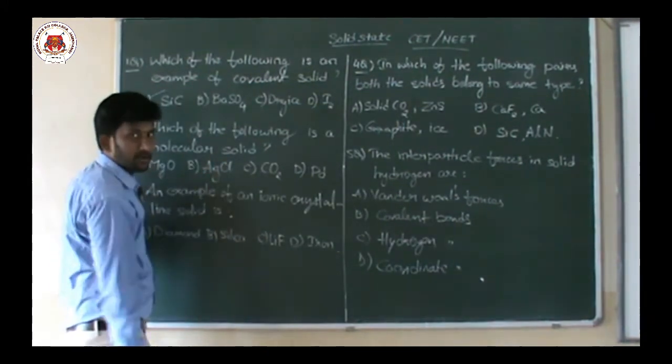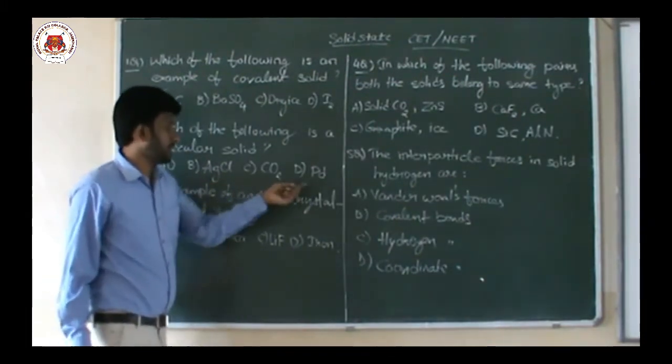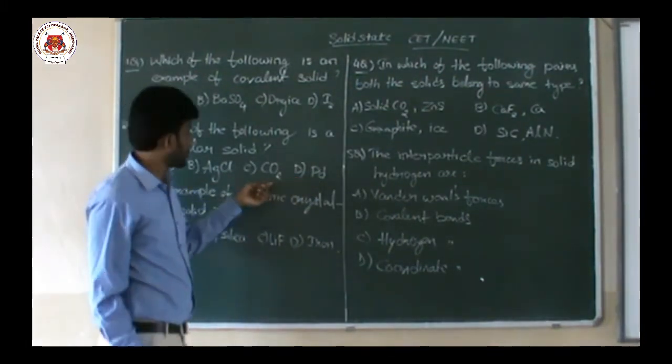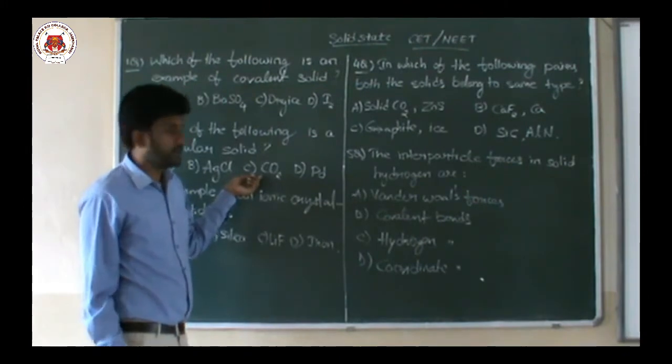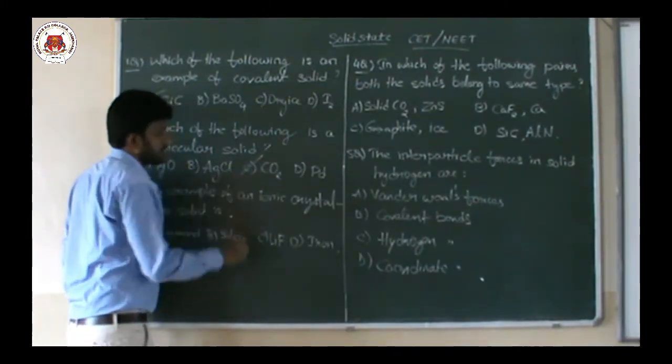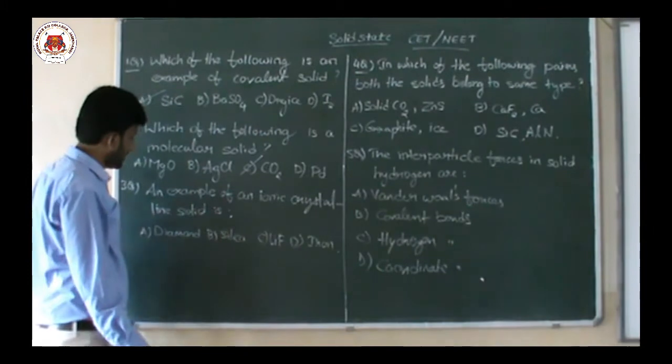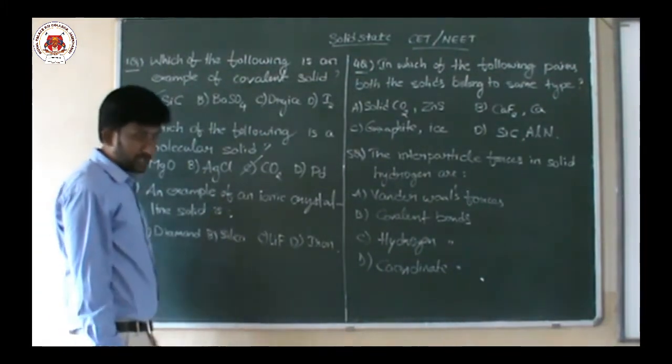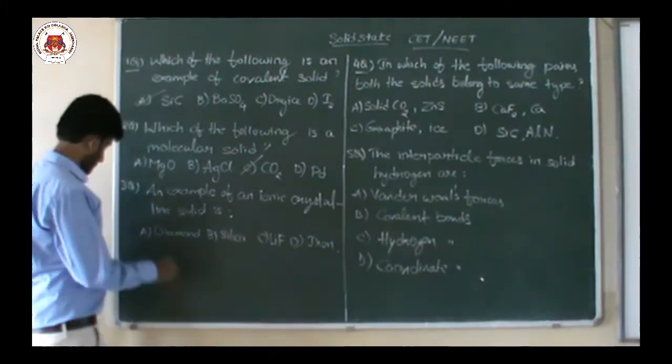They want a molecular compound. Here Pd is palladium. It is a metal. So carbon dioxide. Generally, dry ice or solid carbon dioxide is considered a molecular solid.